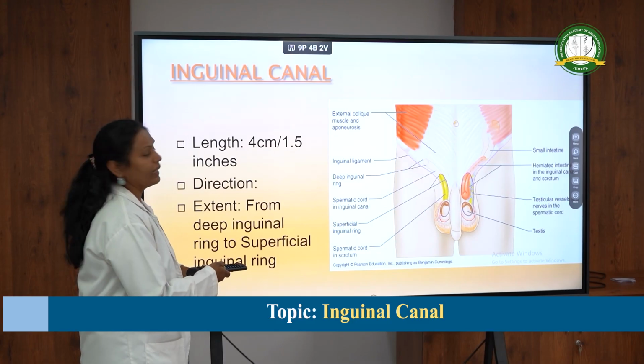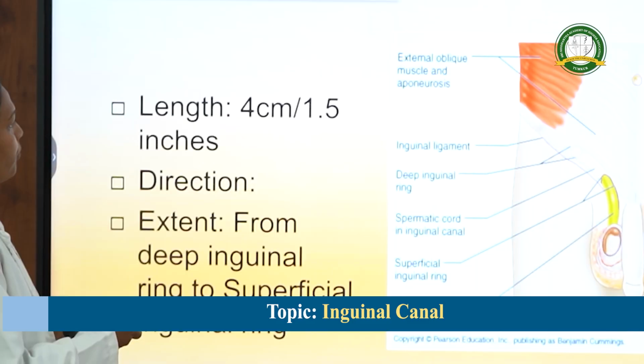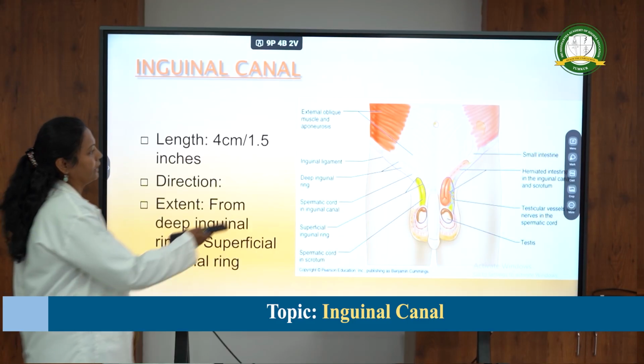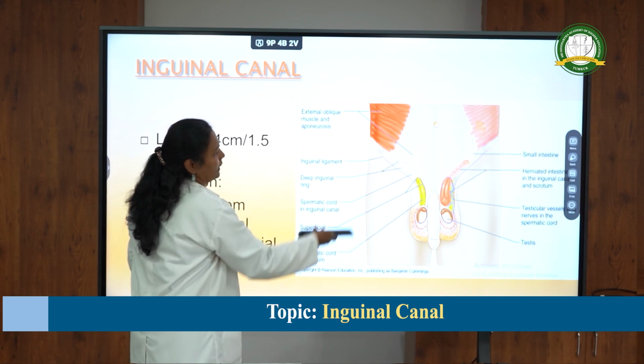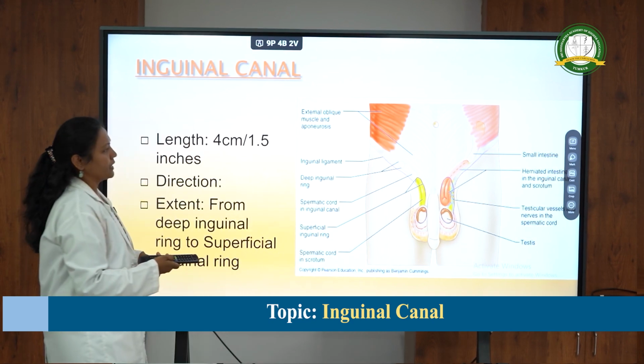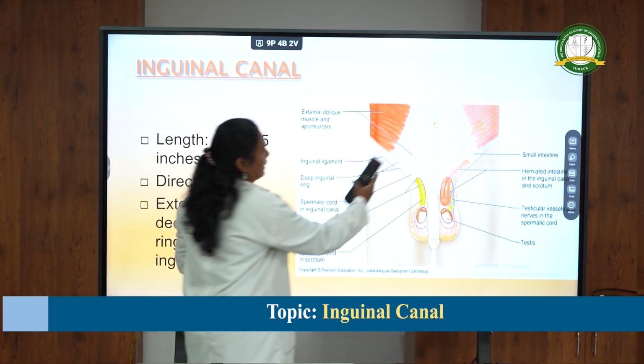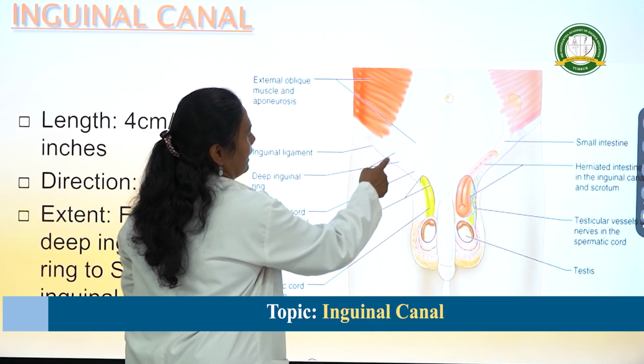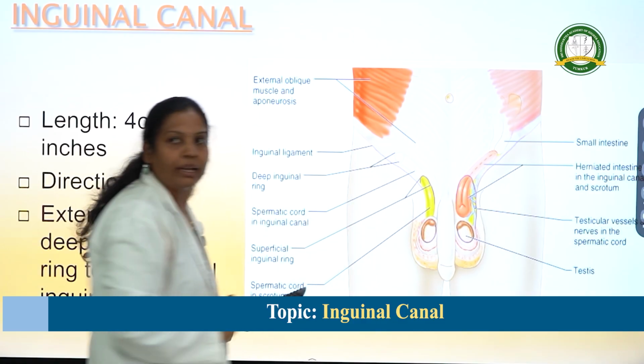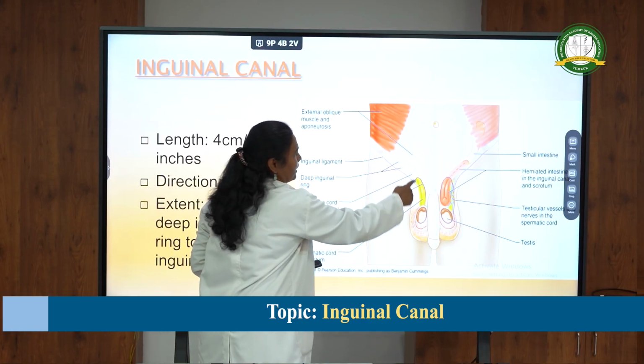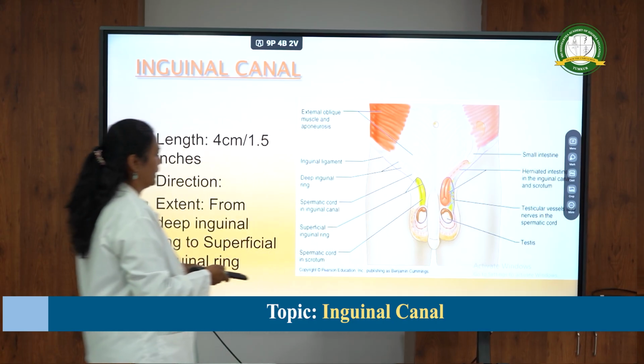So this inguinal canal measures about 4 centimeter in length. It is directed downwards, forwards and medially. So it extends from deep inguinal ring to superficial inguinal ring. So this is the extent from deep inguinal ring to superficial inguinal ring.